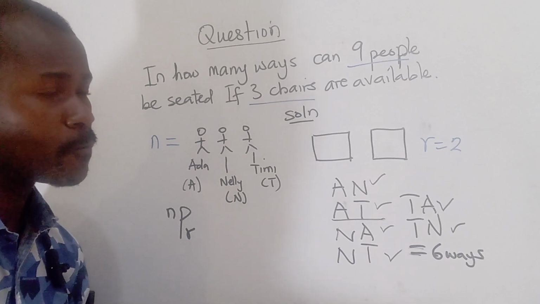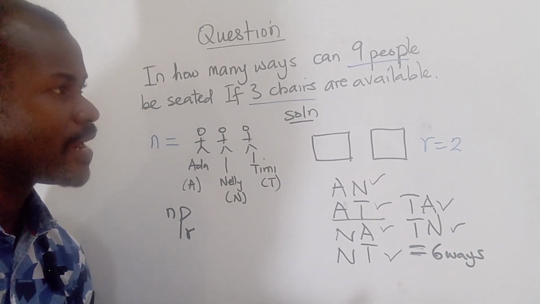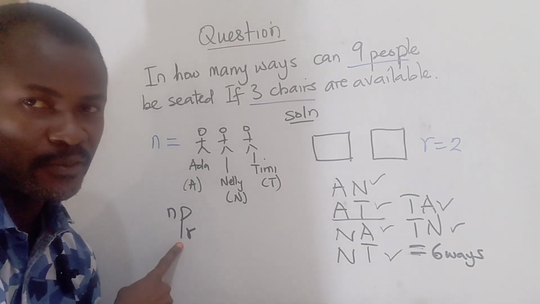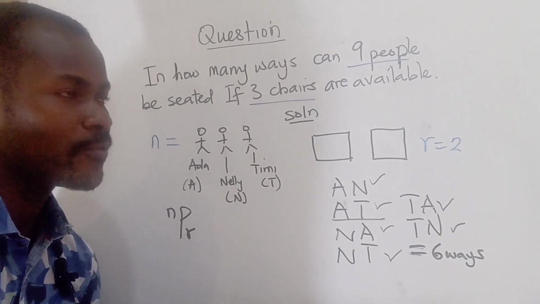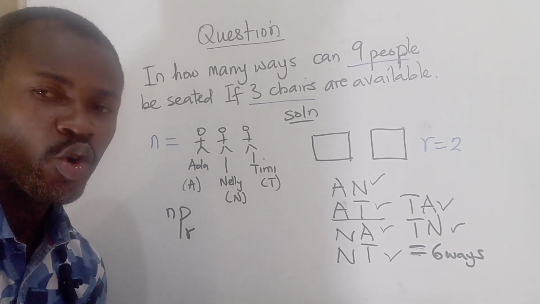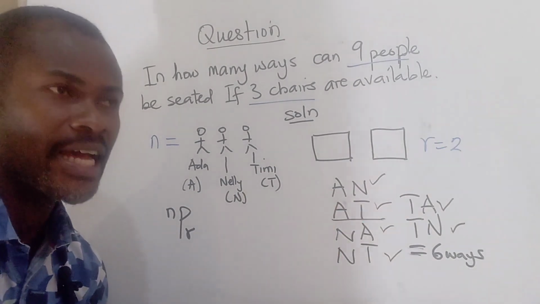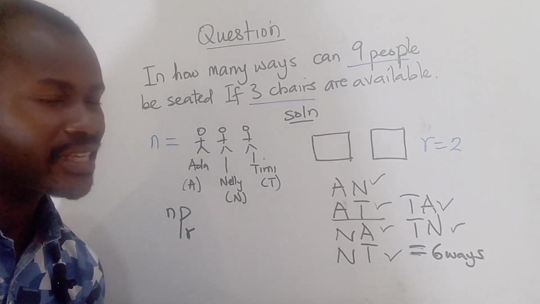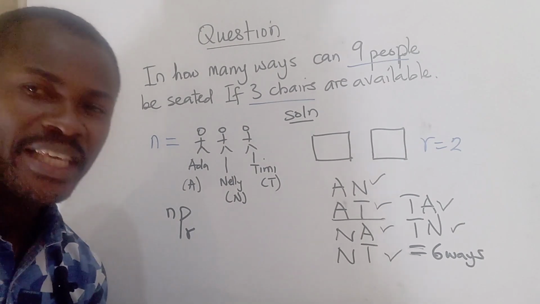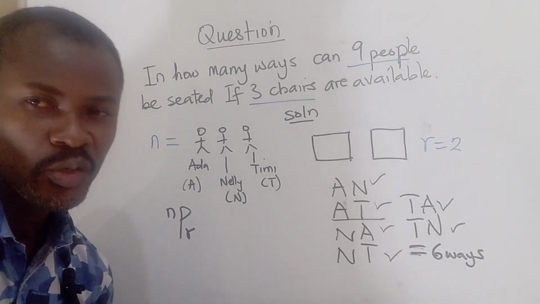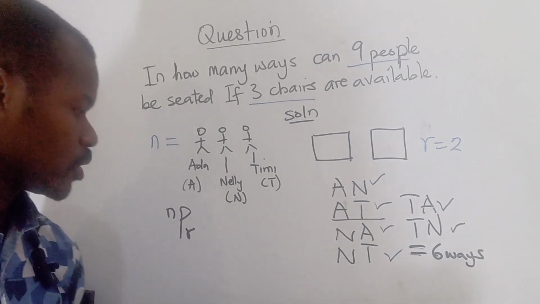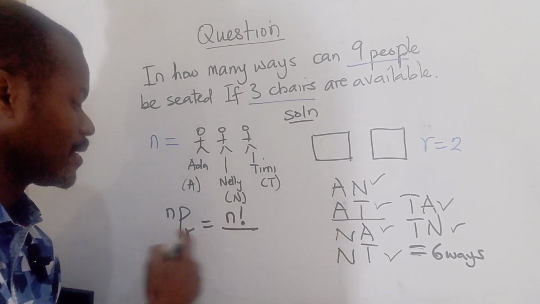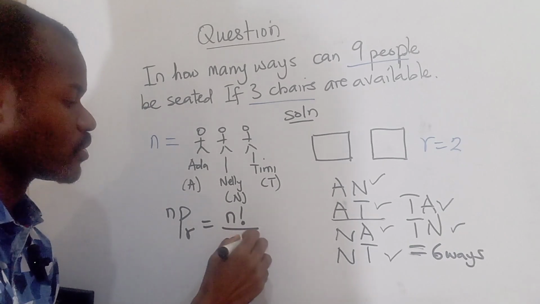One thing you need to know is whenever you have a sitting arrangement, you are dealing with what we call permutation. Things like sitting arrangement, leaning arrangement, or people queuing on a line all have to do with permutation. But when you have things like selection, picking and pairing, you'll be dealing with combination. So using this formula, we have n factorial divided by (n minus r) factorial.